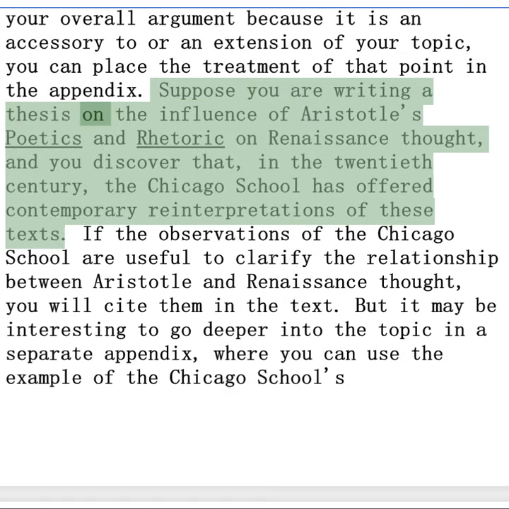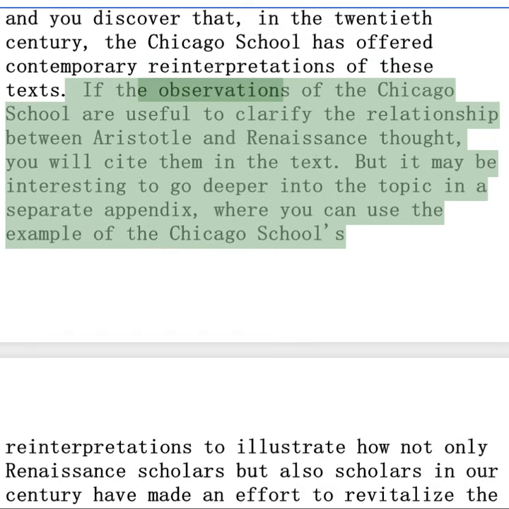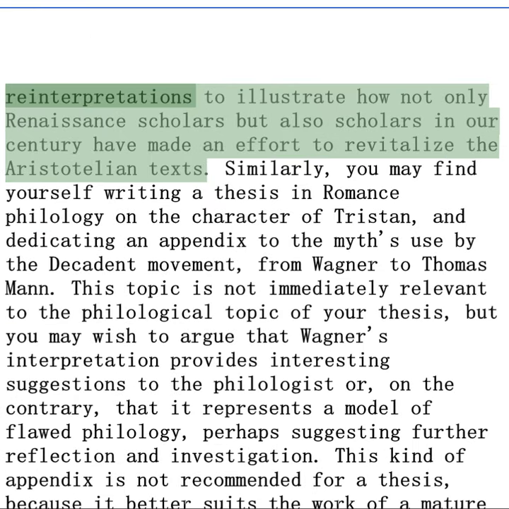Suppose you are writing a thesis on the influence of Aristotle's Poetics and Rhetoric on Renaissance thought, and you discover that, in the 20th century, the Chicago School has offered contemporary reinterpretations of these texts. If the observations of the Chicago School are useful to clarify the relationship between Aristotle and Renaissance thought, you will cite them in the text. But it may be interesting to go deeper into the topic in a separate appendix, where you can use the example of the Chicago School's reinterpretations to illustrate how not only Renaissance scholars but also scholars in our century have made an effort to revitalize the Aristotelian texts.